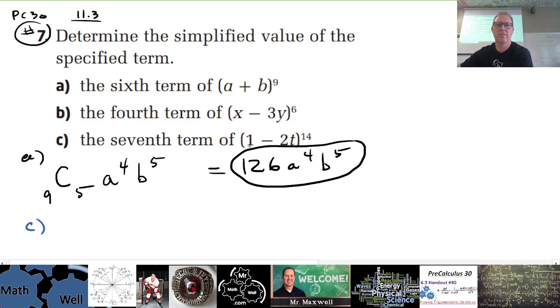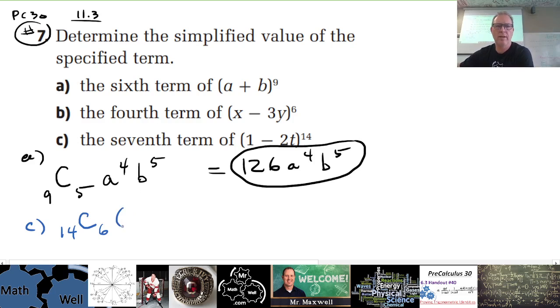C, the 7th term in this one. Okay. So we're going to have 14 because that's n. 14 choose what? The 7th term. Okay. The first term is 0, so this number is 1 less than the term. You're right. So 7th term would be 14 choose 6. Everybody get that? Count, use your fingers if you need to. No big deal. Yeah. Okay.